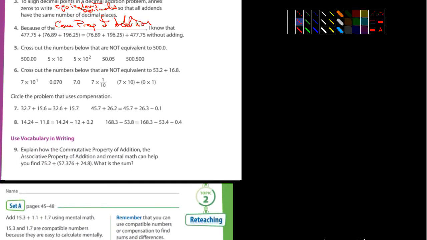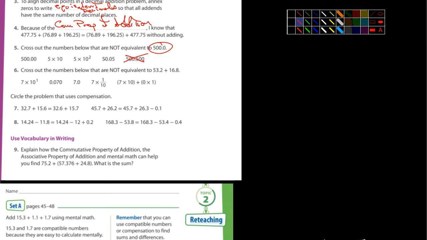So number 5, it says, cross out the numbers below that are not equivalent to 500. And they have written down 500.0. So you know that if I added 500.00, that's the same thing. All right, but it's asking you what's not equivalent. So is 500.0 equivalent to 500.500? No, it's not. So you would just simply put an X through that one right there. But there's more than one, so you guys have to figure that out.